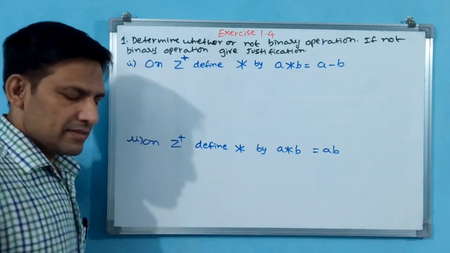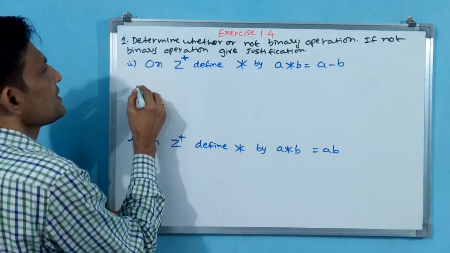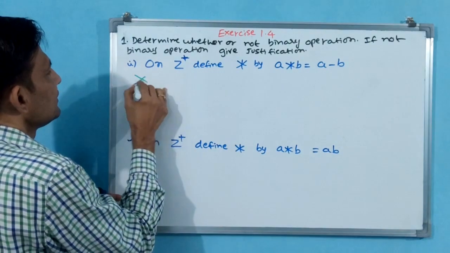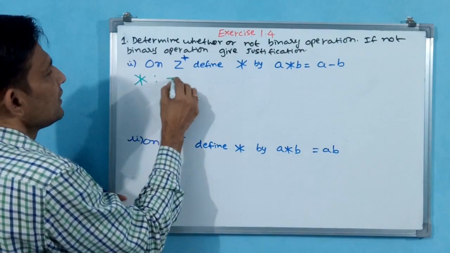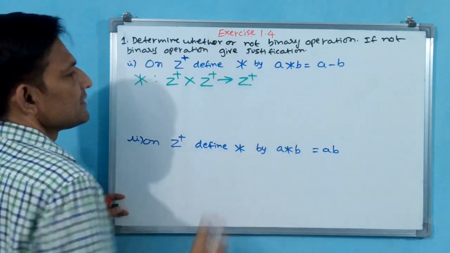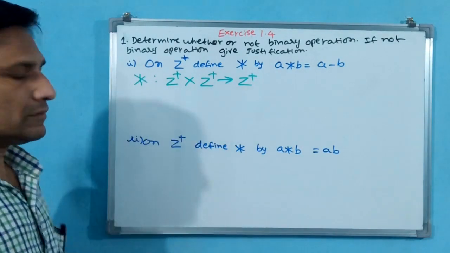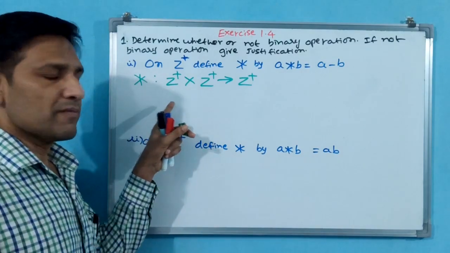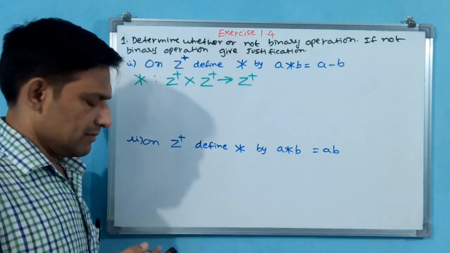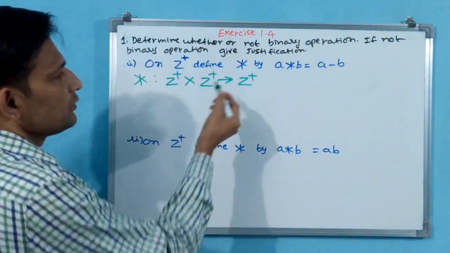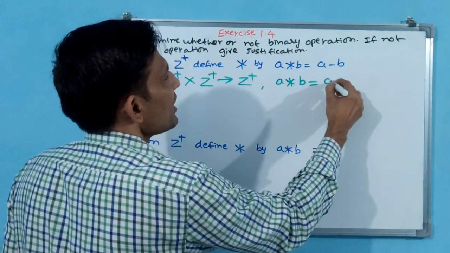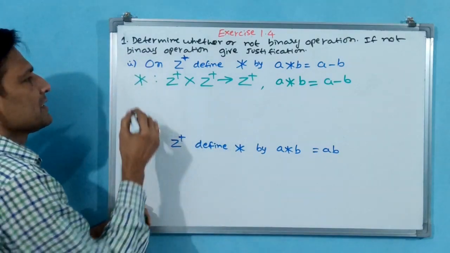Let us first write what a binary operation is. Star colon Z plus cross Z plus to Z plus. This is a function. The binary operation is a function only, but first we have to write this, and only then do you come to know what is there inside. Now you see, A star B is equal to A minus B. They have given the operation.